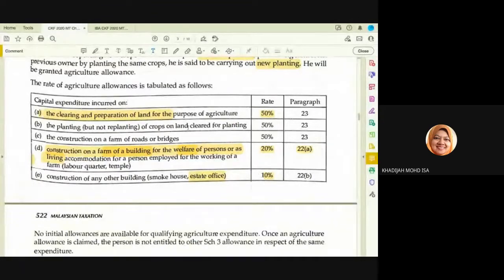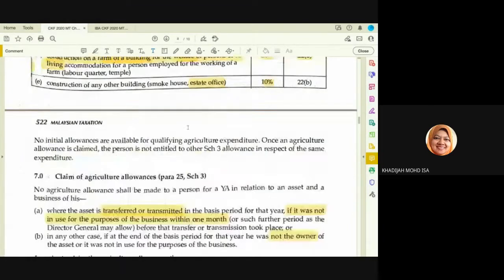Construction on a farm of a building for the welfare of persons or living accommodation is 20%. And construction of any other building is 10%. So the rates given are 50, 50, 20, and 10. So if it's 20%, it means that you're going to claim for year 1, year 2, year 3, year 4, and year 5. 5 years. But if it's 10%, it means you can claim up to 10 years, provided that the asset is not disposed of. But if 50%, you can only claim year 1 and year 2.